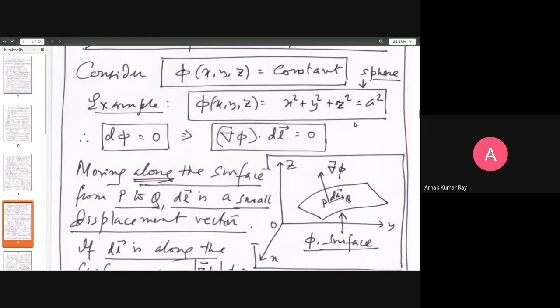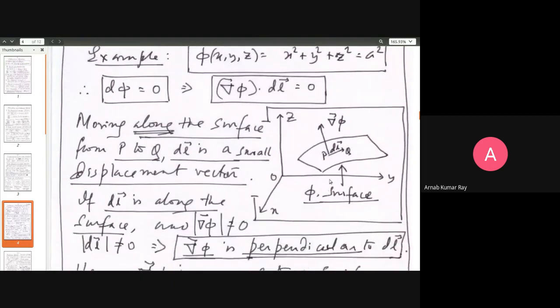But you are not allowed to change the value of A. A must be constant. Therefore, if you are on the surface of a sphere of radius 1, you must always be on that surface. You can't go up to a sphere with a larger radius. So that is what it is. You're always constrained to move along the surface from P to Q. And P to Q is a small displacement, so the displacement between P and Q is dl.